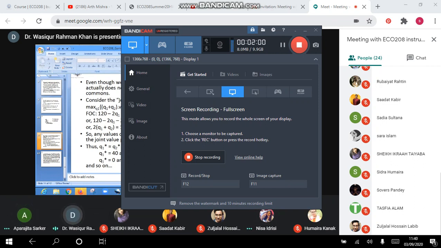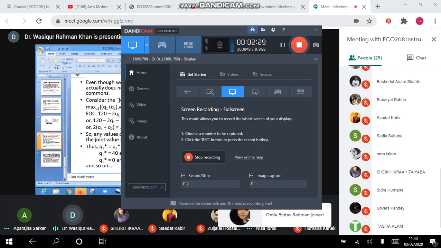Here I am not getting Q1 and Q2 separately. I am getting a joint value, right? From Q1 plus Q2 equal to 60, I cannot figure out Q1 or Q2 unless I know the value of either Q1 or Q2. So any values of Q1 and Q2 which sum up to 60 will solve the joint value problem. So what could be the solution? There is an infinite number of solutions as long as Q1 and Q2 added together is equal to 60.